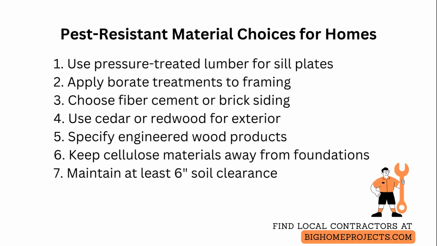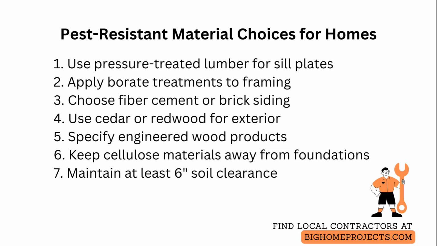For exterior cladding, prefer non-organic options such as fiber cement siding or brick, which do not provide food for insects and tolerate splashback from soil better than wood. When using wood, choose naturally resistant species like cedar or redwood for trim and exposed elements, and install them with proper flashing and a clear ventilation gap to prevent moisture trapping.